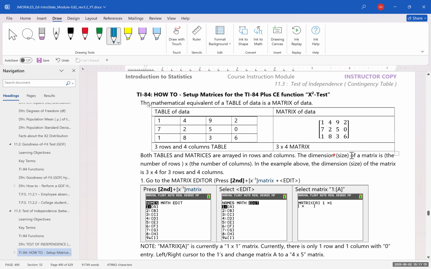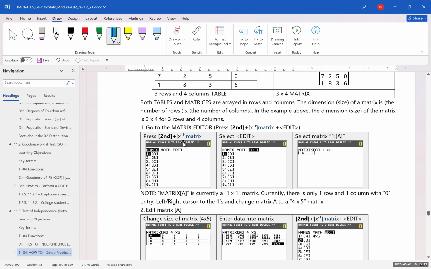The dimension of a matrix is the number of rows by the number of columns. So this doesn't mean 3 times 4. This just means it's 3 rows by 4 columns. It's a 3 by 4 matrix. That's the dimension of the matrix.